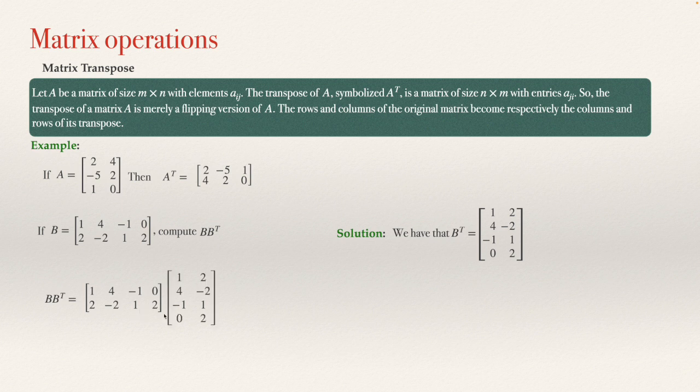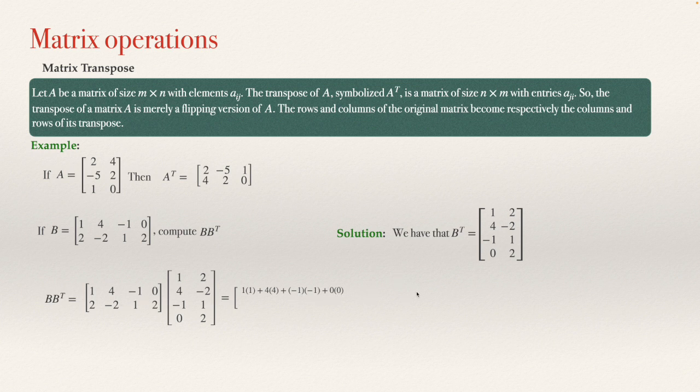Multiplied by X transpose. So we have just to multiply the first row, first column of the first matrix. So 1 times 1, plus 4 times 4, plus -1 times -1, plus 0 times 0. Each number multiplied by itself.